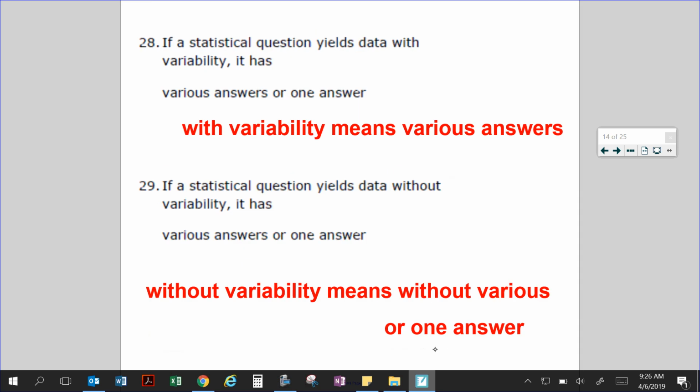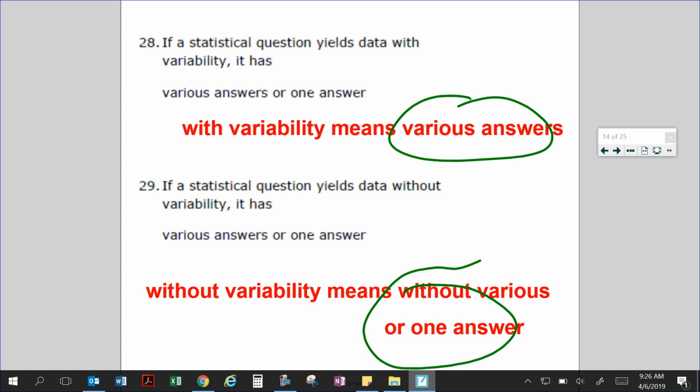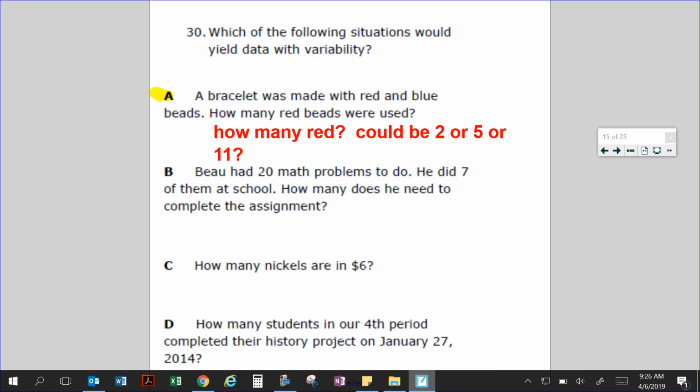If a question yields data with variability, what does that mean? Does it have one answer or various multiple answers? That's variability. Various means a lot. So it means various answers. If it's without variability, that's without variety, that's one answer. So which of the following yields variability? That means various, many answers.